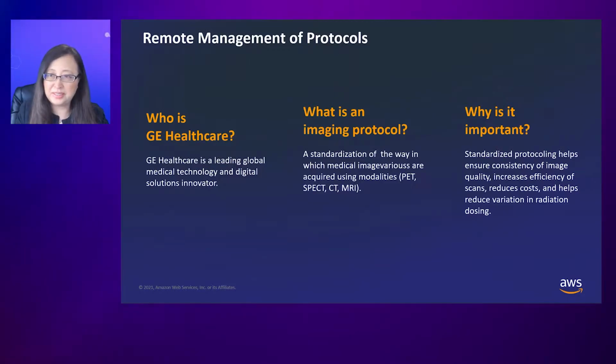Imaging protocol is a set of parameters that prescribe a specific exam and contrast delivery requirement. It is a standardized way in which medical images are acquired using various modalities such as CT or MRI. Why is it important to standardize the imaging protocol? Protocol standardization helps ensure the consistency of image quality, increasing the efficiency of scans, and meeting regulatory and compliance requirements.